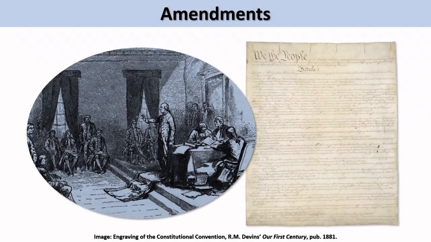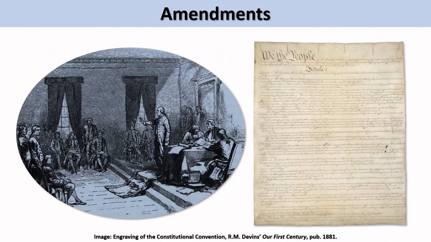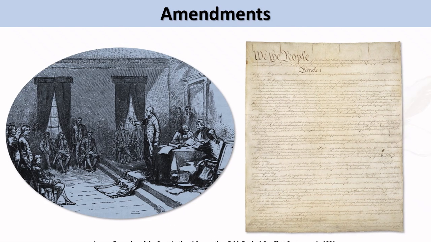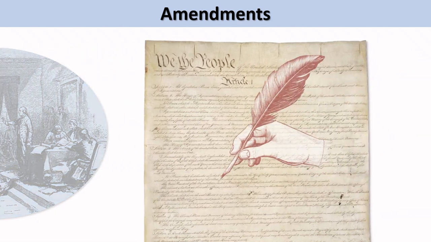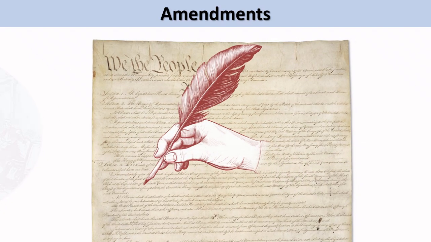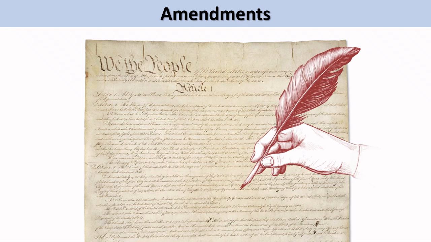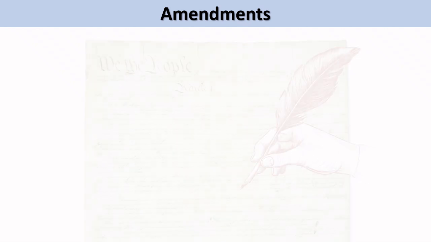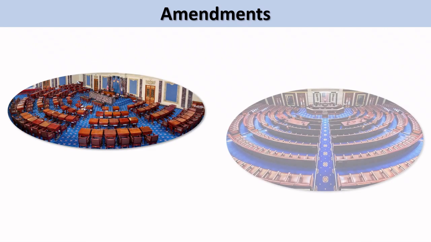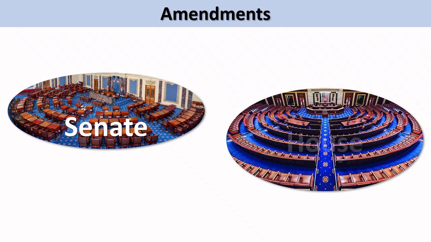The Founding Fathers who wrote the Constitution did not believe it should be unchangeable. For future Americans to exercise self-government, they needed to have a way to make additions and revisions to the law. The Constitution gives the two parts of Congress, the Senate and the House of Representatives, the power to propose changes to the supreme law of the land.